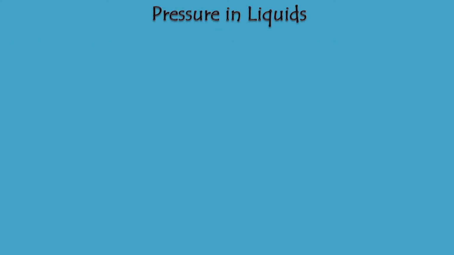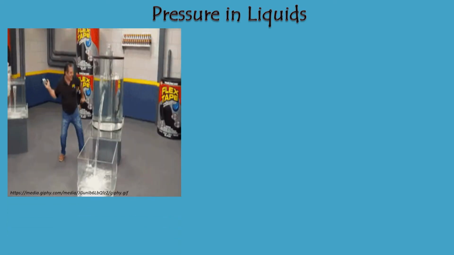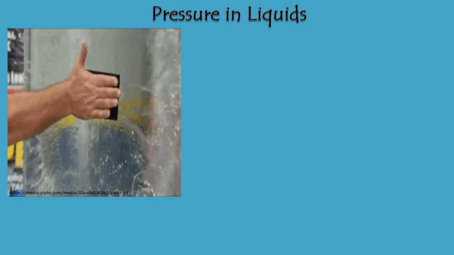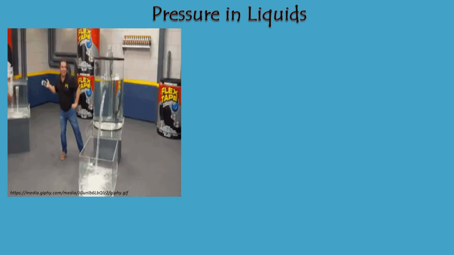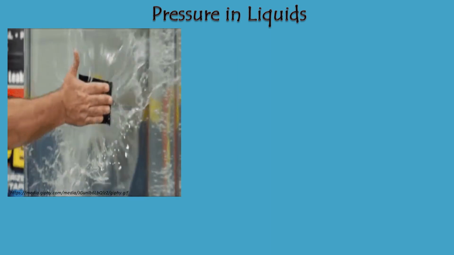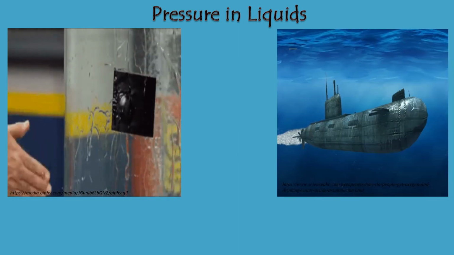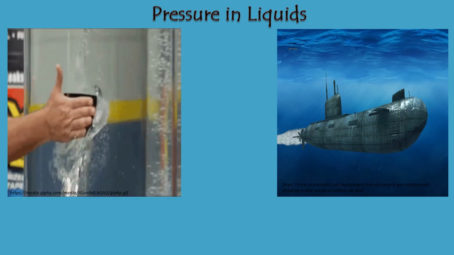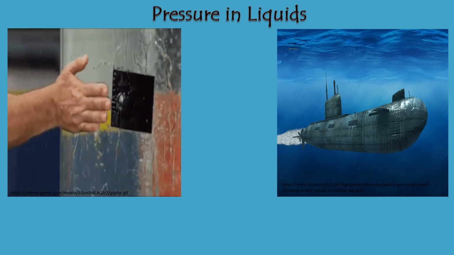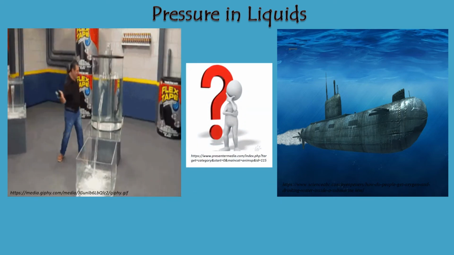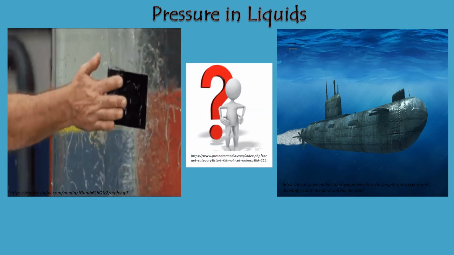Okay, coming to pressure exerted by liquids. Here in the first picture, you are seeing that this man is applying force to stop the jet coming through the hole, right? Why do you think he needs to apply force to stop the jet? Now, coming to the second picture. Here you are observing a submarine, right? Why do you think the submarine has to be so robust or strong as seen here? These questions can be answered by understanding the concept of pressure exerted by liquids.